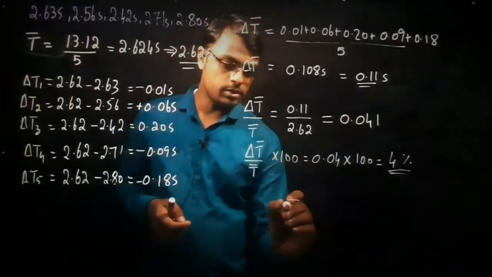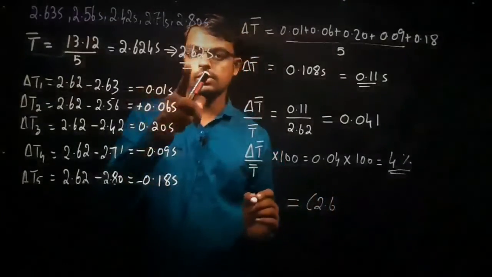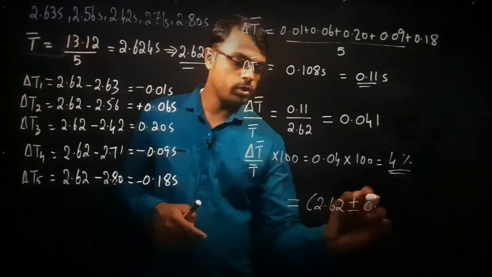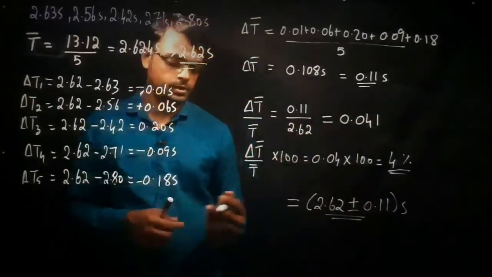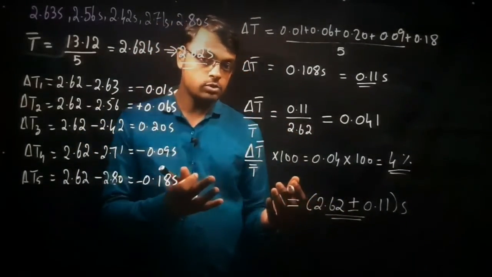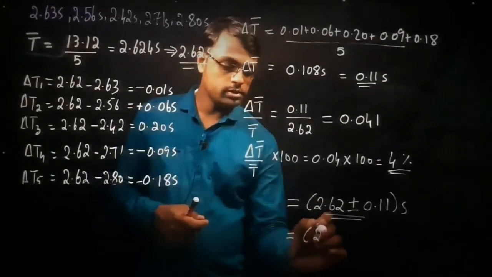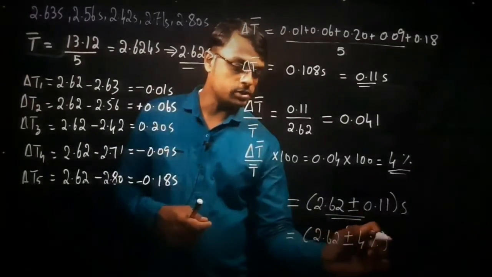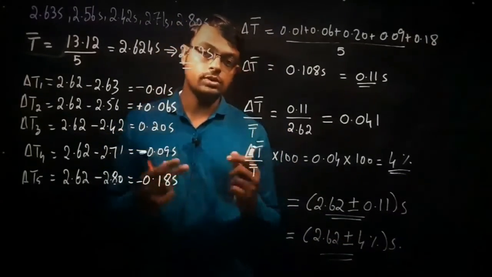We can write the value in terms of absolute error. In terms of absolute error, the actual value is written as 2.62 plus or minus 0.11 second. This is a way to write the measured value with its error and the mean value. You can also write this value in terms of percentage: 2.62 plus or minus 4% second. So this is the way to write the quoted value here.